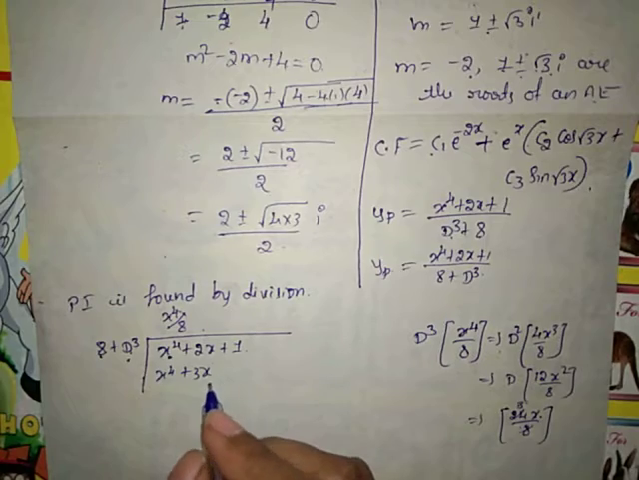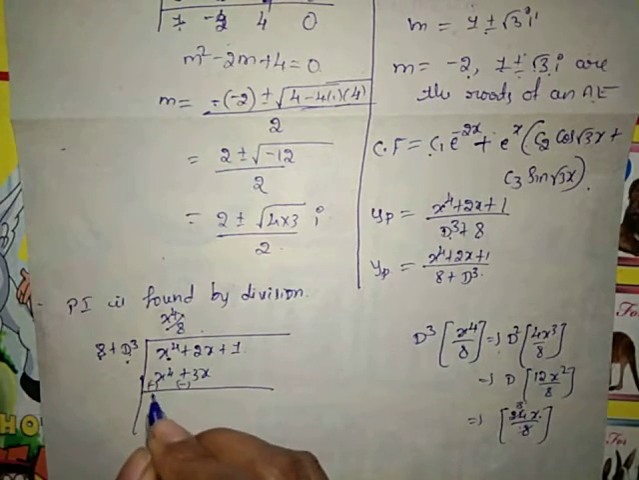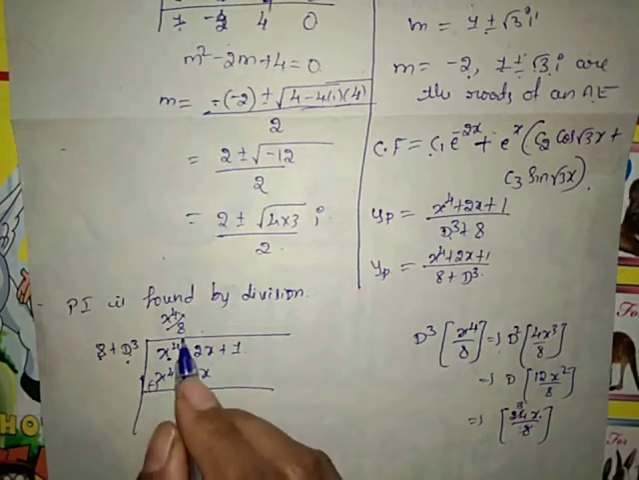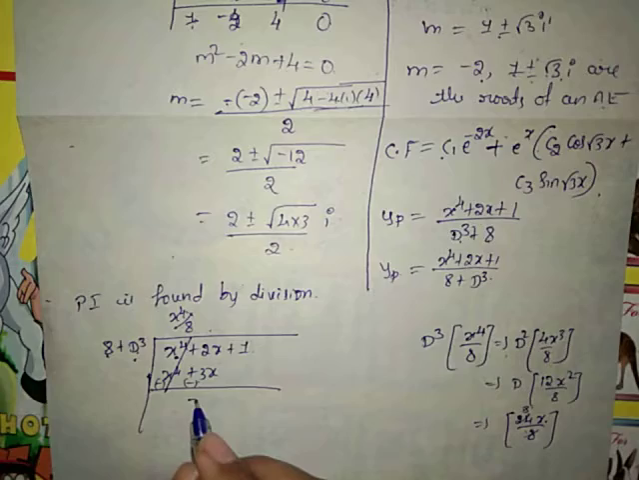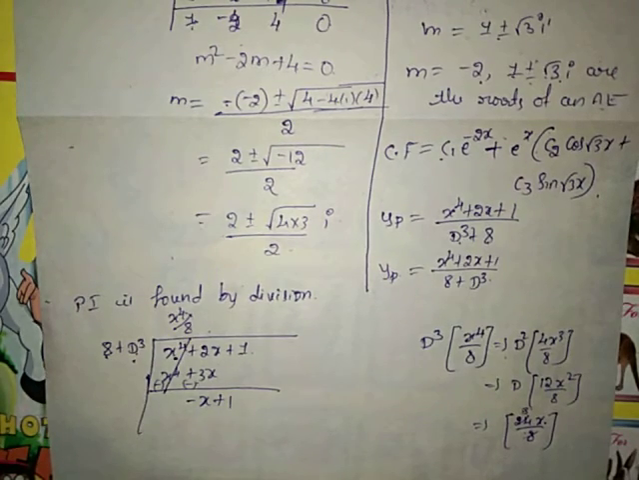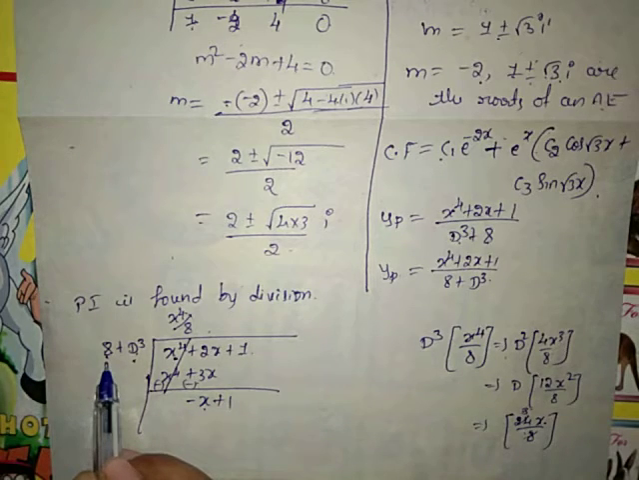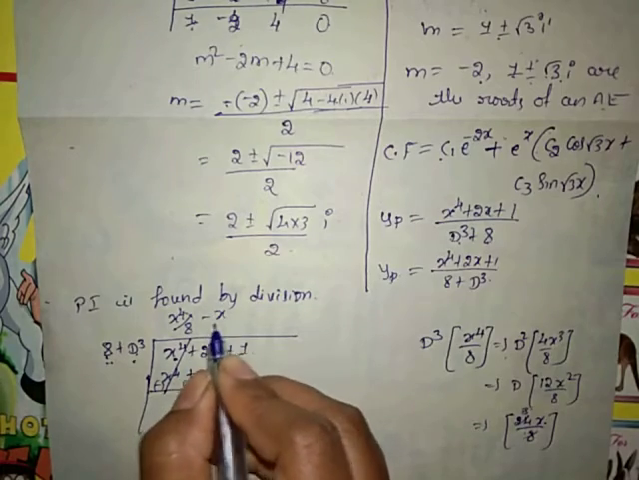Next there is no term. Continue the procedure. Reverse all the signs here. X raised to 4 gets cancelled. 2 minus 3x is minus x plus 1. First term of the function of x divided by first term of the function of D: minus x by 8 is your next quotient value.